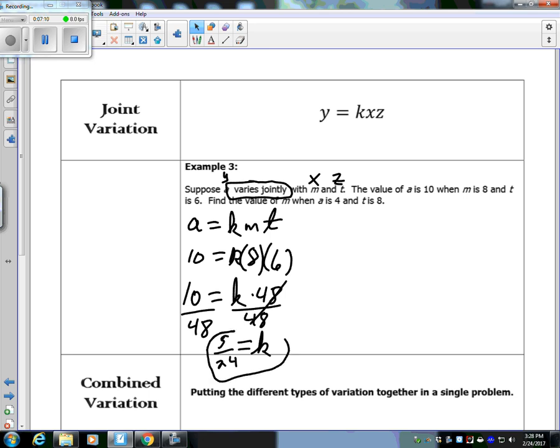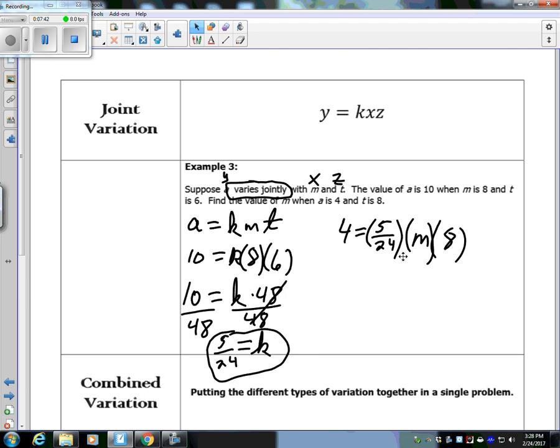So, reducing that fraction down. K is equal to 5/24. Probably shouldn't have circled that. That's not my final answer. We need to find the value of m when a is 4 and t is 8. So a is 4. We know our k now is 5/24. We don't know m. But we know the t is 8.